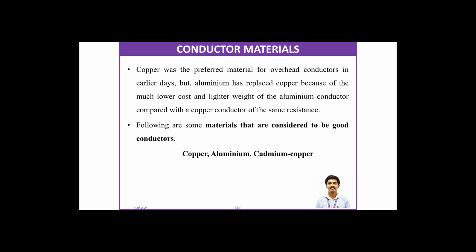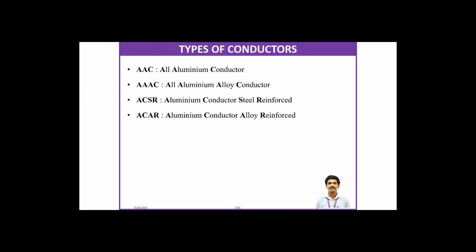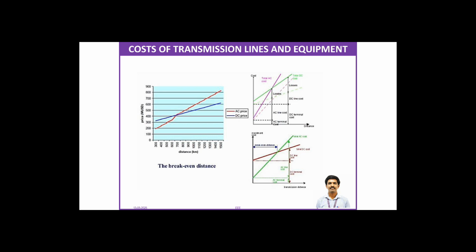Copper was the preferred material for overhead conductors in earlier days, but aluminum has replaced copper because of its much lower cost and lighter weight compared with a copper conductor of the same resistance. There are some materials that are considered to be good conductors, like copper, aluminum and cadmium copper. These are the different types of conductors used for transmission: AAC, that is all aluminum conductor; AAAC, all aluminum alloy conductor; ACSR, aluminum conductor steel reinforced; and ACAR, aluminum conductor alloy reinforced.